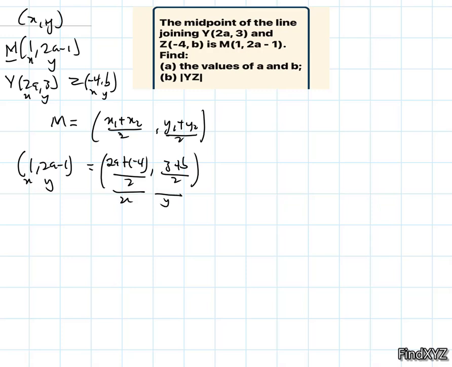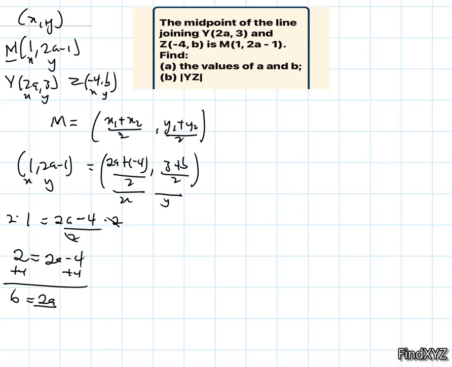Now let's compare. We can compare the x, which is 1, is equal to 2a, positive negative will give us negative 4, all over 2. Now let's clear the fractions by multiplying both sides by 2. Then 2 times 1 will give us 2, and we have 2a minus 4. Then we can add 4 to both sides of the equation. This will give us 6 equals 2a. Then we divide both sides by 2. So we can say a is equal to 3.